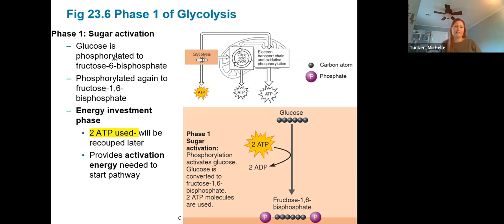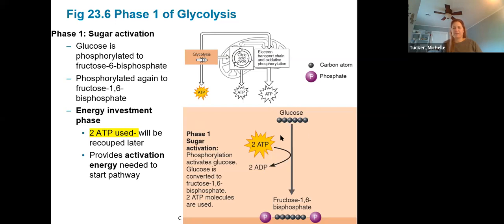Now, you do not need to know all of these intermediate substrates. What you do need to know is the first step of glycolysis. We have to invest 2 ATP. Okay, so on our ATP count, we're at -2 right now. This provides the activation energy needed to start the pathway.